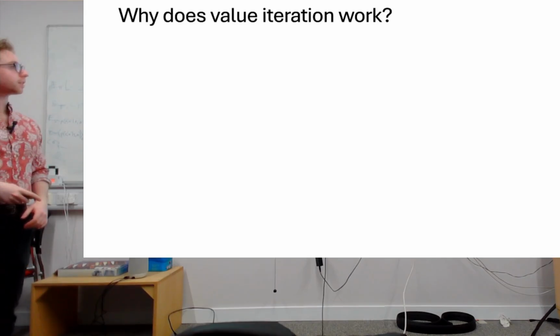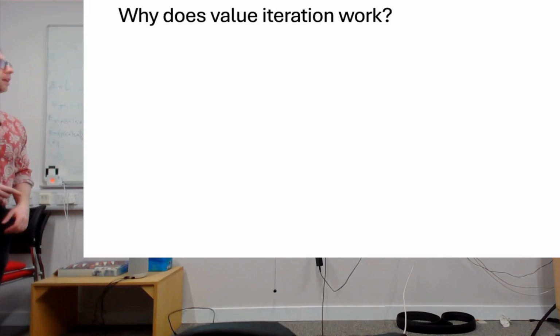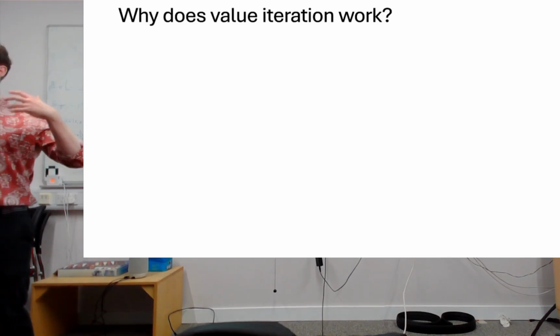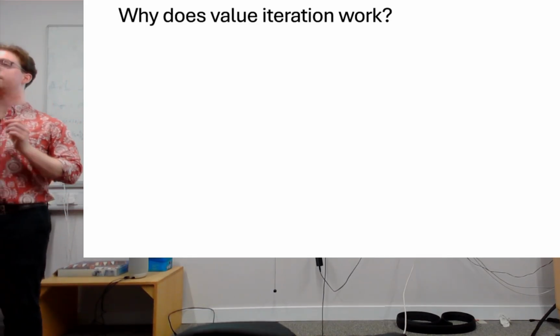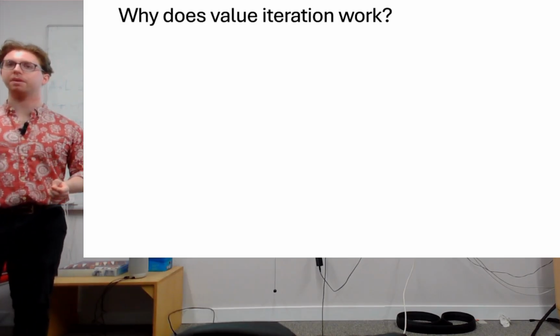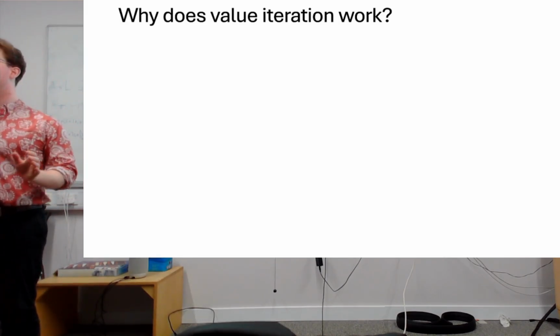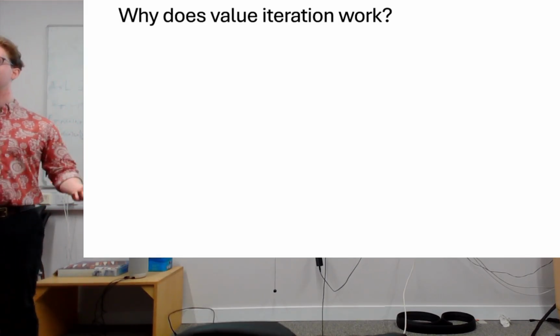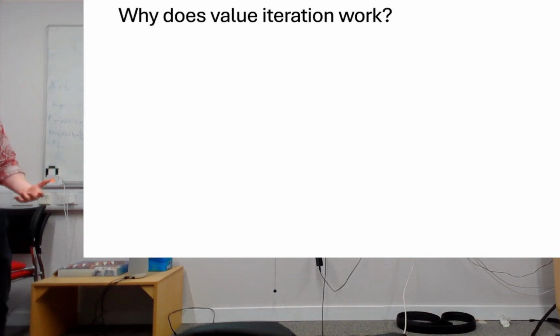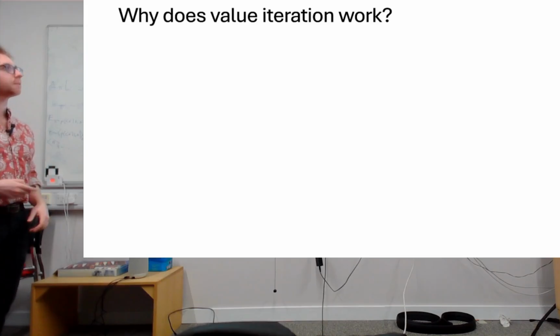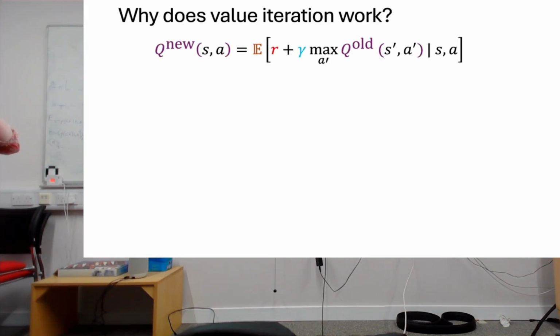Okay, so I think this is the last slide, hopefully. It's going to run through an intuitive argument for why value iteration works. This is not a mathematically rigorous argument, but it has the exact form of the mathematical argument. And so if you want to know why it works mathematically, it should be easy to follow if you can follow this argument.